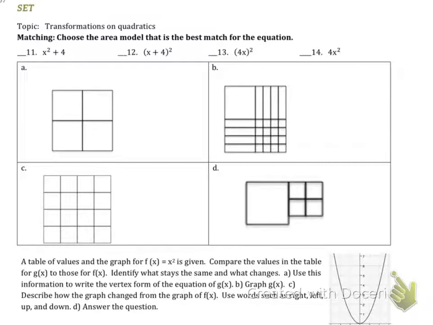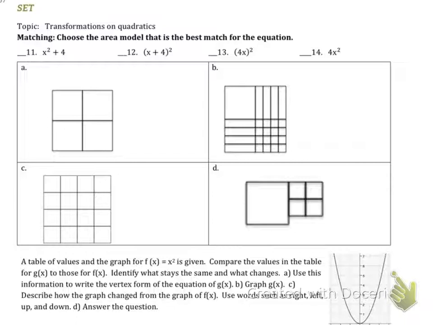For the next piece, we're talking about different representations. And I know that we haven't talked a whole lot about this, but some of these things we can do. We can actually take a look at what we see and be able to represent that. So we're trying to match things up, A, B, C, and D to numbers 11, 12, 13, and 14.